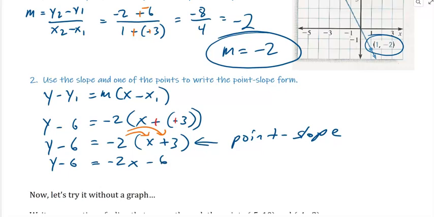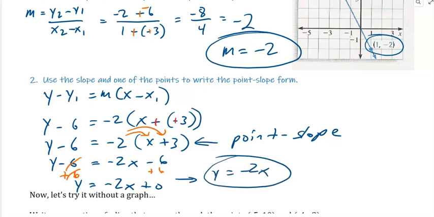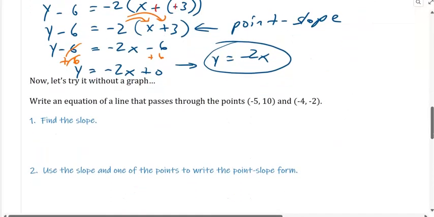And if I were to add 6 to both sides to get that y by itself, those would cancel out, and this would equal y equals -2x plus 0, which is just y equals -2x. Slope-intercept form of that same line. Yay! All right.